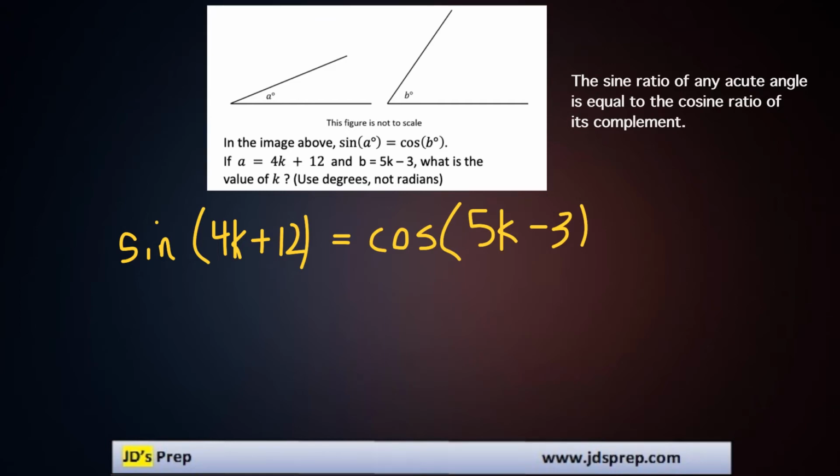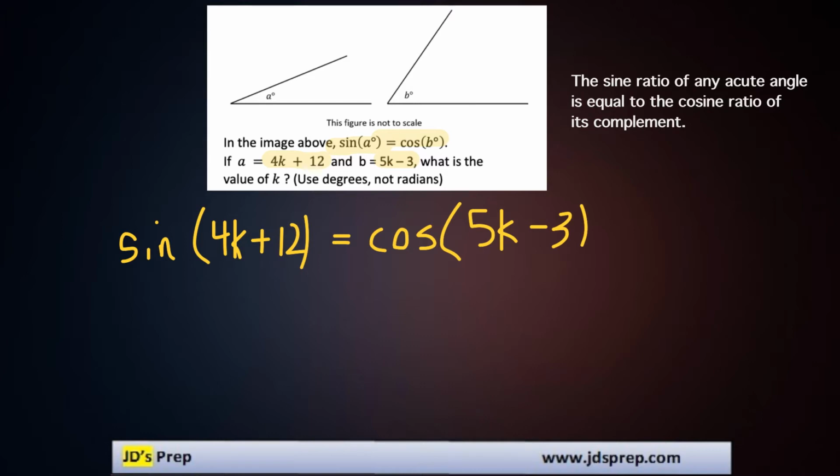In this problem, we're given angles A and B. We're told that sine of A is equal to cos of B. We're also told that angle A is equal to 4k plus 12 and B is equal to 5k minus 3. So what I've done already just below here is I've rewritten sine of A equals cos of B and just replaced A with that expression 4k plus 12 and replaced B with 5k minus 3. The problem here is we need to find out the value of k.